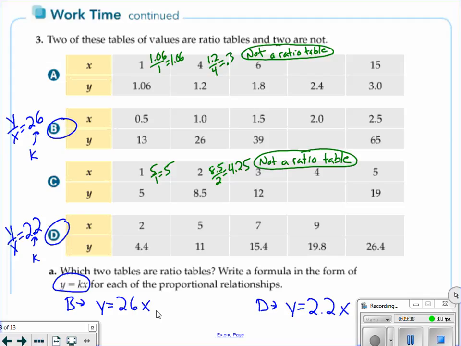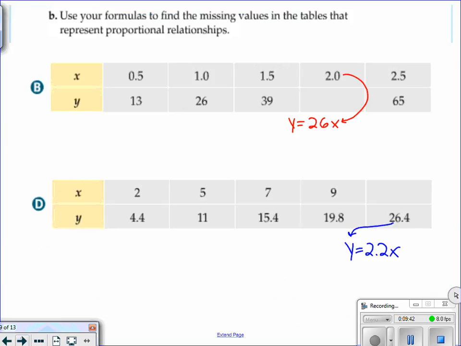Now moving on, it asks us to find those missing values for B and D. So for B, I'm missing a y value here, but I know the x for that is 2.0. So I'm just going to substitute that in for x, and I'm going to get 26 times 2 is going to be 52. So I can go ahead and put that 52 into my table right here.